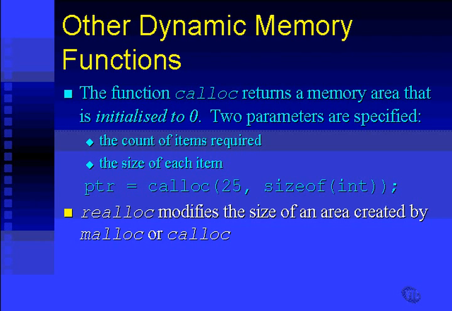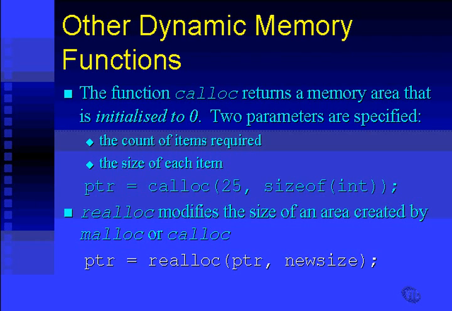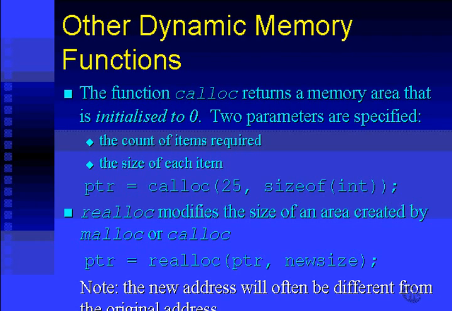There's another function called realloc, which means reallocate. It takes an existing area of memory that's been created using, say, malloc or calloc or any of the other dynamic memory allocation routines, and it simply changes the size of it, like so. You specify the memory address that you are about to modify. You pass that in as one of the parameters. You also pass in the new size, and it will give you back a pointer to the new area of memory. Now, it's important to note that the new address will often be different from the original address.